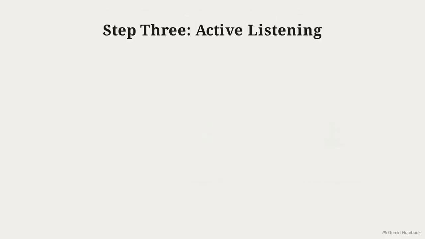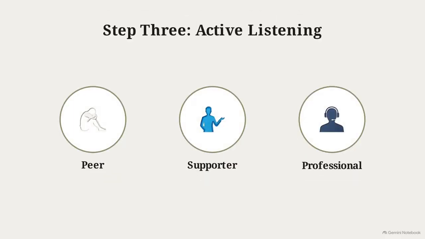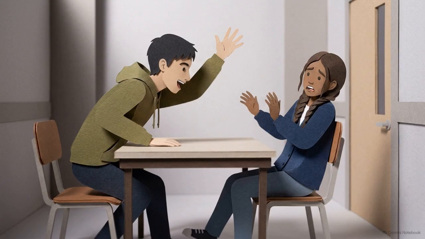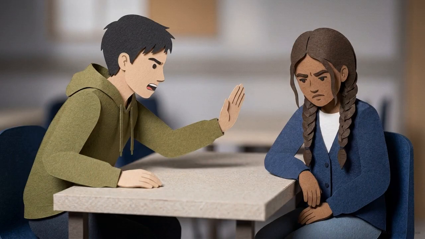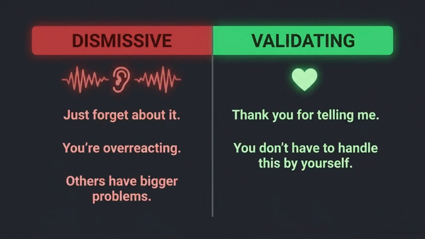Once they start talking, you begin step 3, active listening. In this phase, remember that you are a bridge to help, not a therapist. The most common error is trying to fix the situation. Avoid the urge to offer immediate advice or interrupt their story with your own solutions. Avoid dismissive phrases that invalidate their feelings. Do not say, "just forget about it," "you're overreacting," or "others have bigger problems."